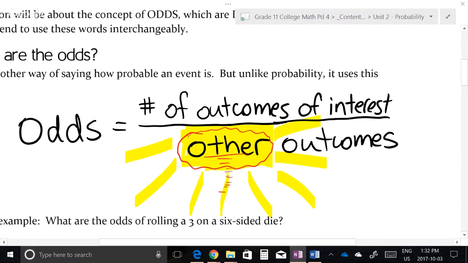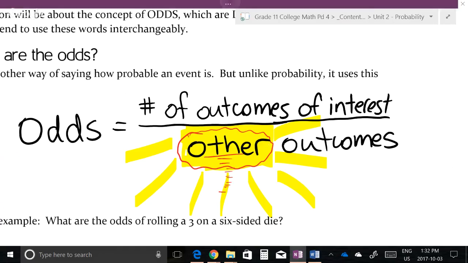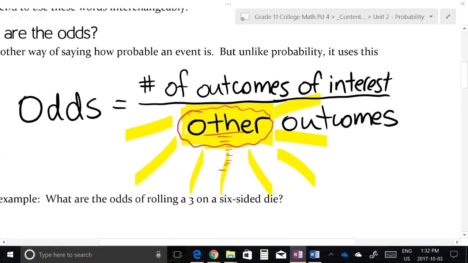I have tried to do a few things to draw attention to a keyword up there. Really? A keyword, outcome? Correct. That's very good. Now, other. This is key. Instead of dividing the things we're interested in by all the outcomes, the odds divides the things we're interested in by the things we're not interested in.